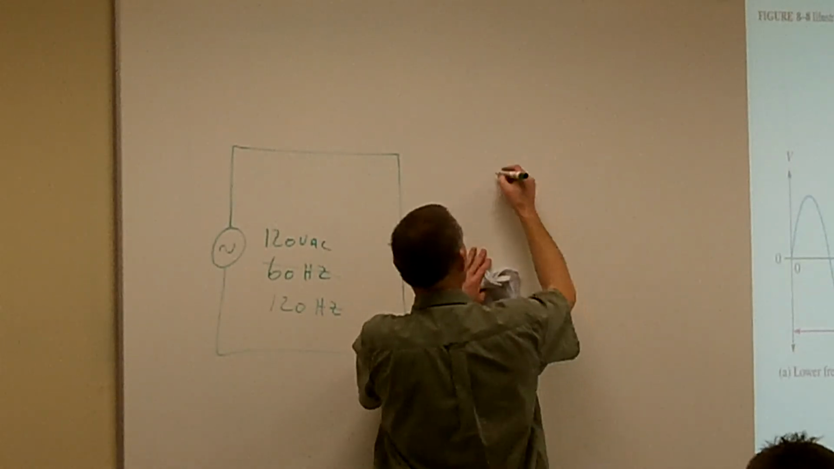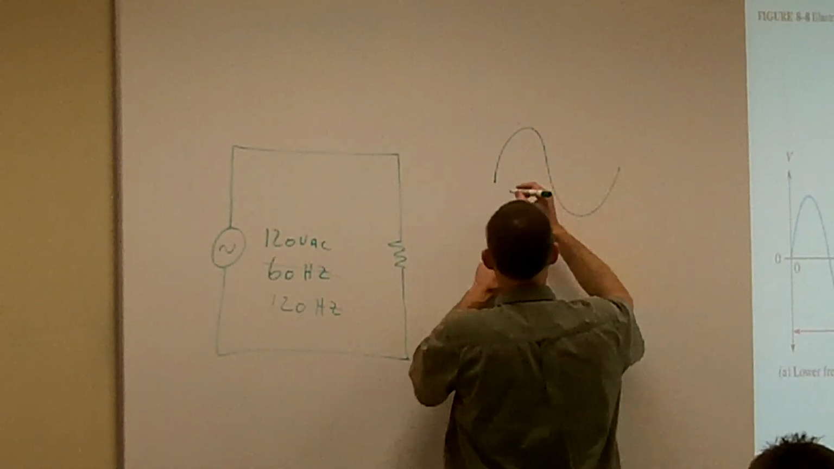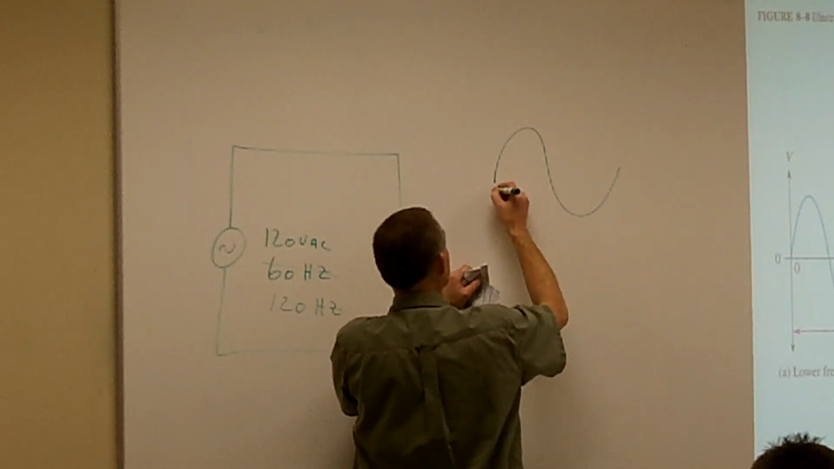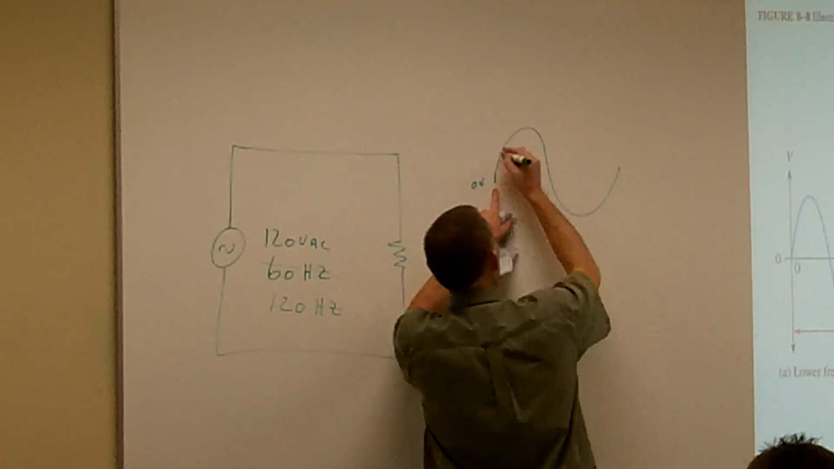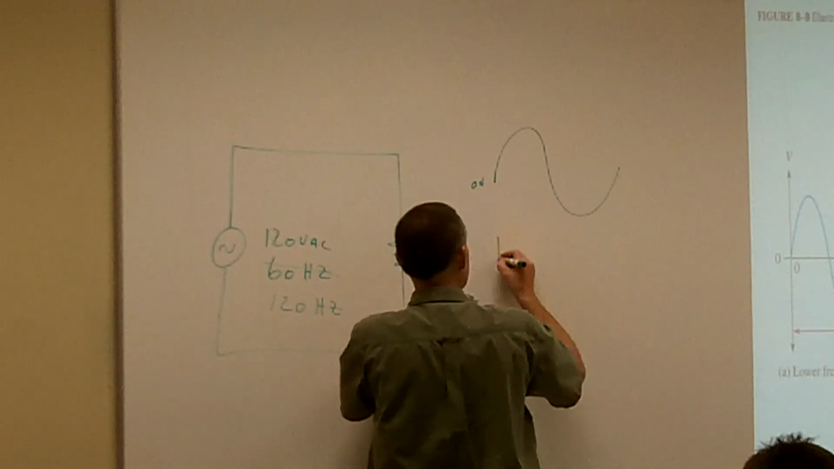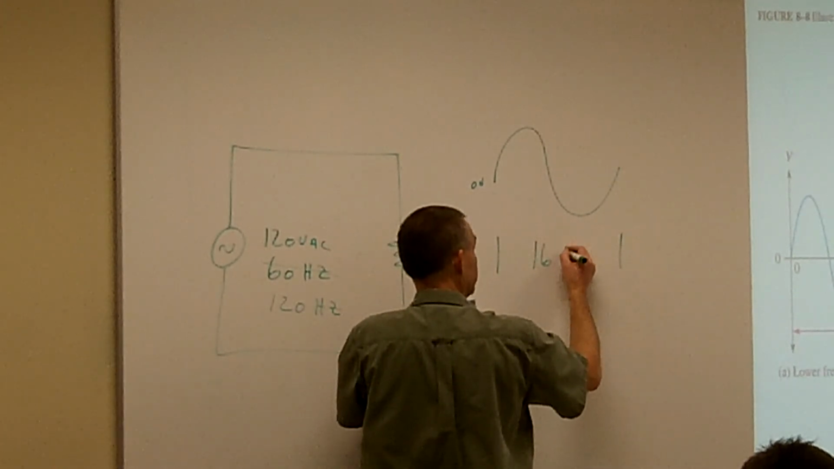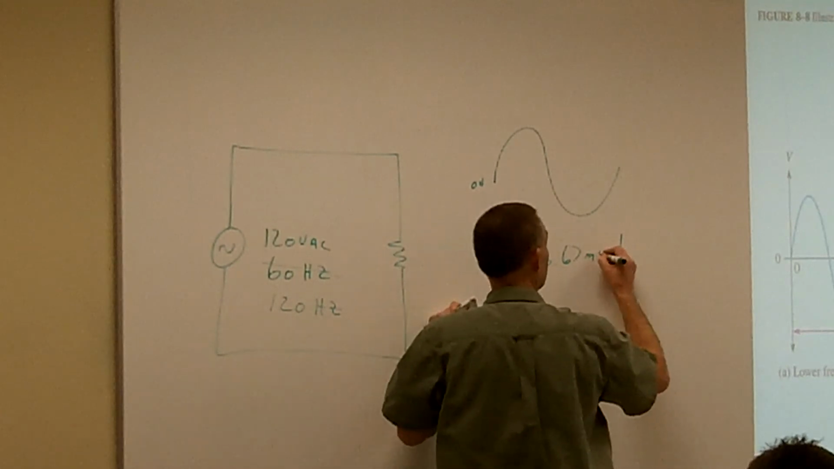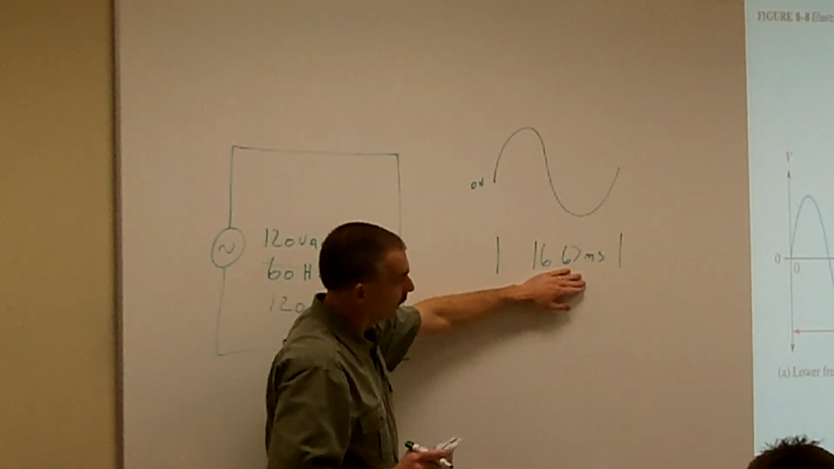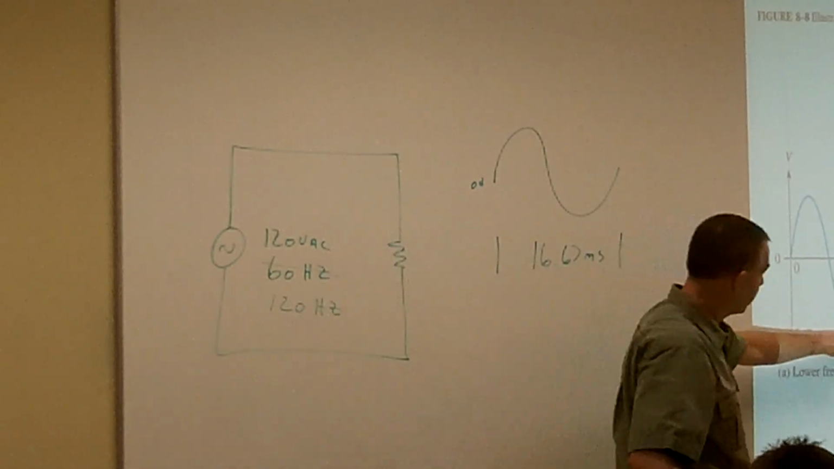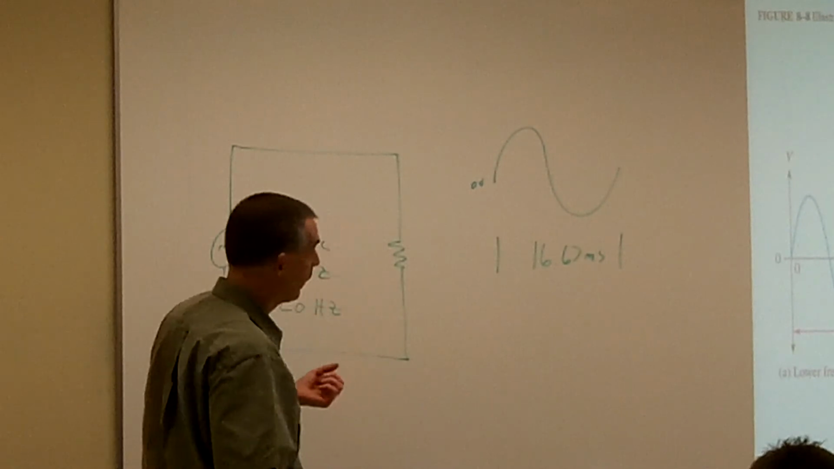So what it's telling me is that that's going to be my period. So that's going to be considered for one complete cycle. What it's going to do is it's going to go from my 0 volts, here's my 0 volts, by one complete cycle, from here to here, it's going to take 16.67 milliseconds to complete one cycle. That's going to be my period. That's going to be my time for it to complete one cycle. Okay?